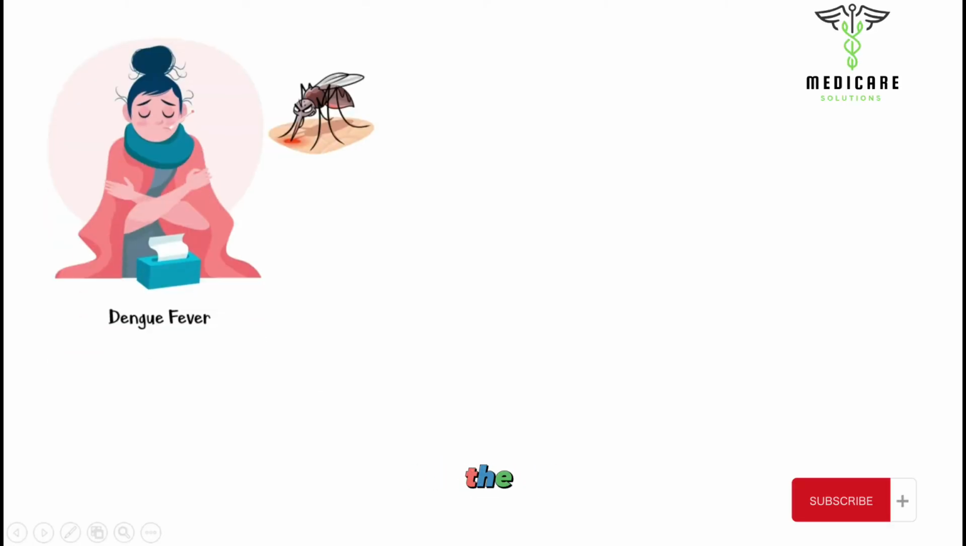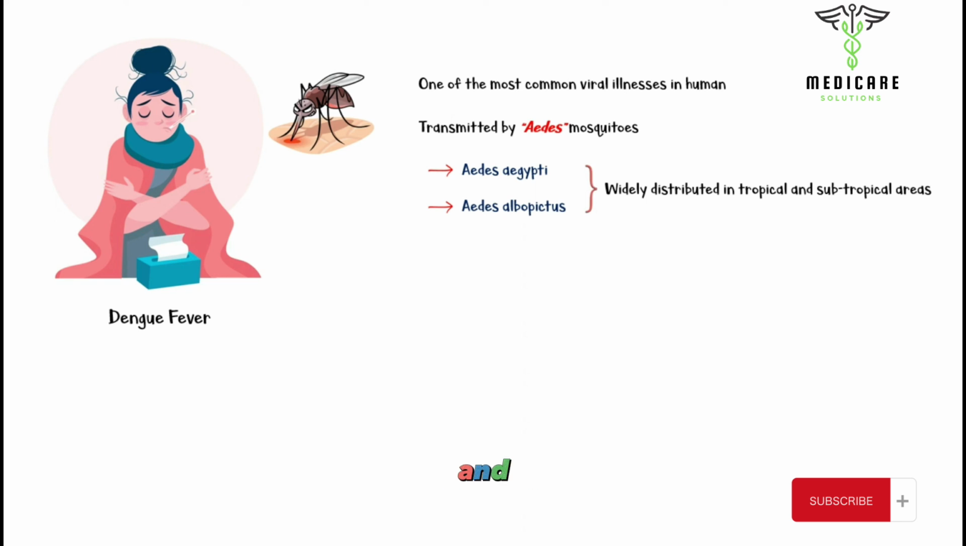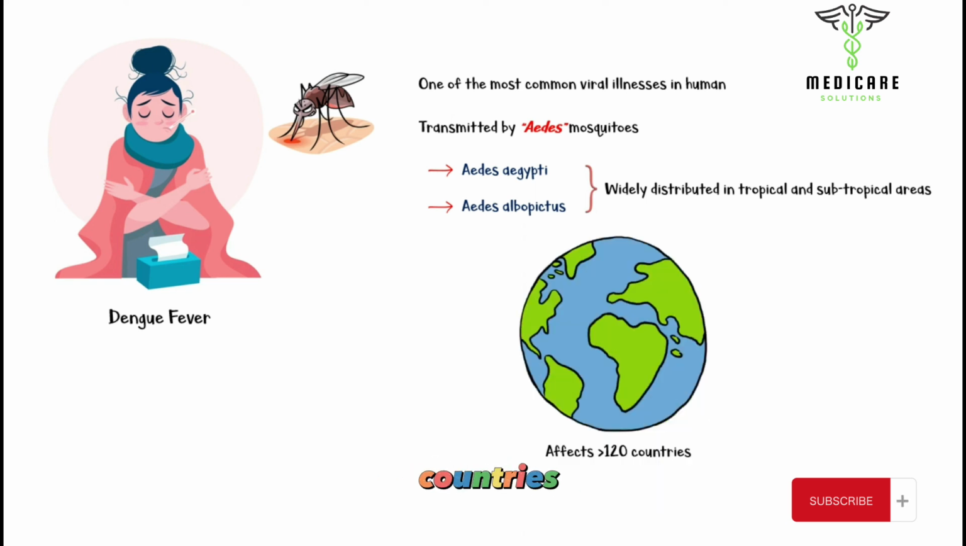Dengue fever is one of the most common viral illnesses in humans. It is transmitted by mosquitoes of the genus Aedes, more specifically Aedes aegypti and Aedes albopictus, which are widely distributed in tropical and subtropical areas. Dengue affects more than 120 countries around the world, and it has been named as one of the top 10 threats to world health by the WHO.